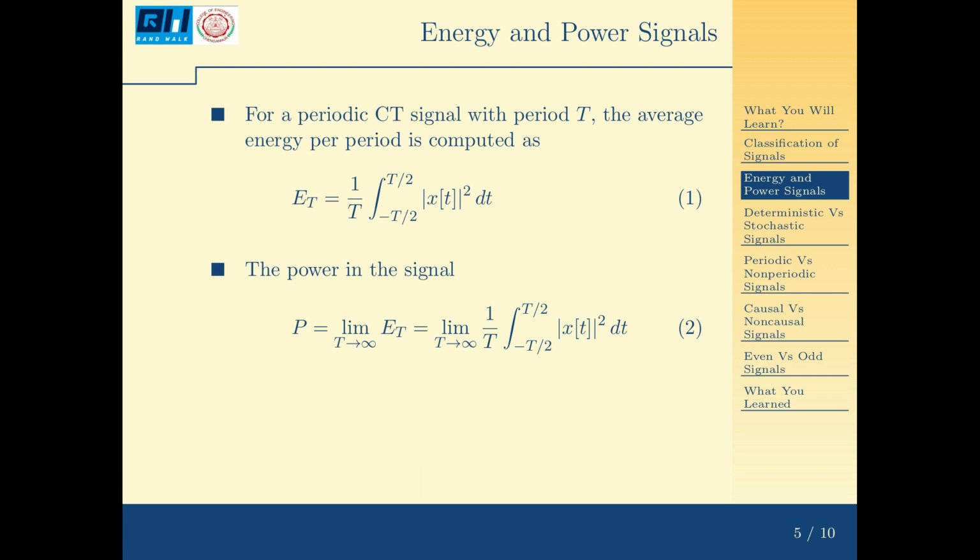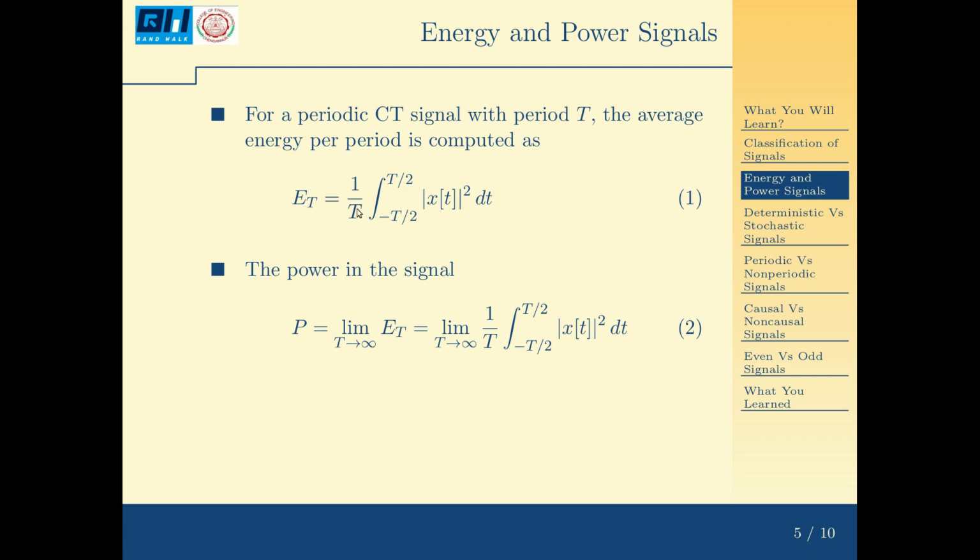Now, what is the power of the signal? If you encounter periodic signals, they are mostly power signals, and you tend to compute the power of that signal. So what I can do is compute the energy over one period. Take a periodic signal, and over one period compute the energy, that is the integral from minus T by 2 to T by 2 of mod x(t) square dt. Then I average over one period, that is 1 by T. So this is the energy per period.